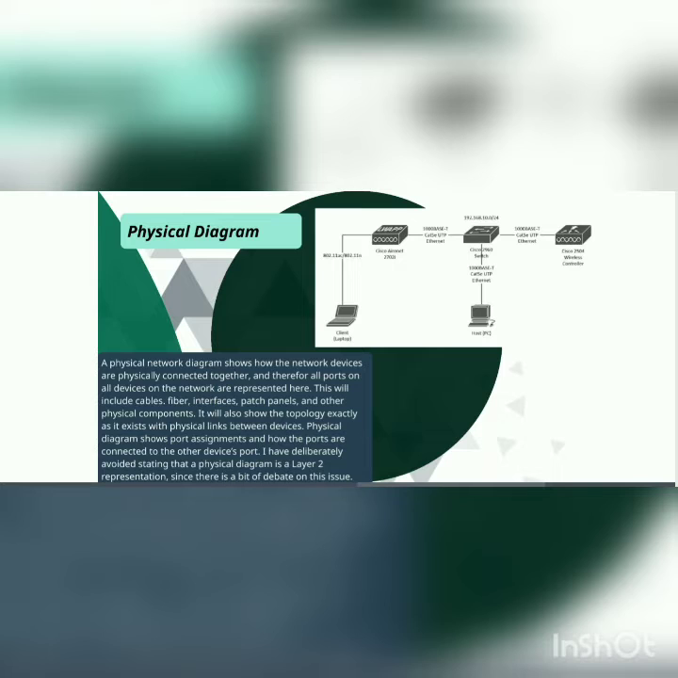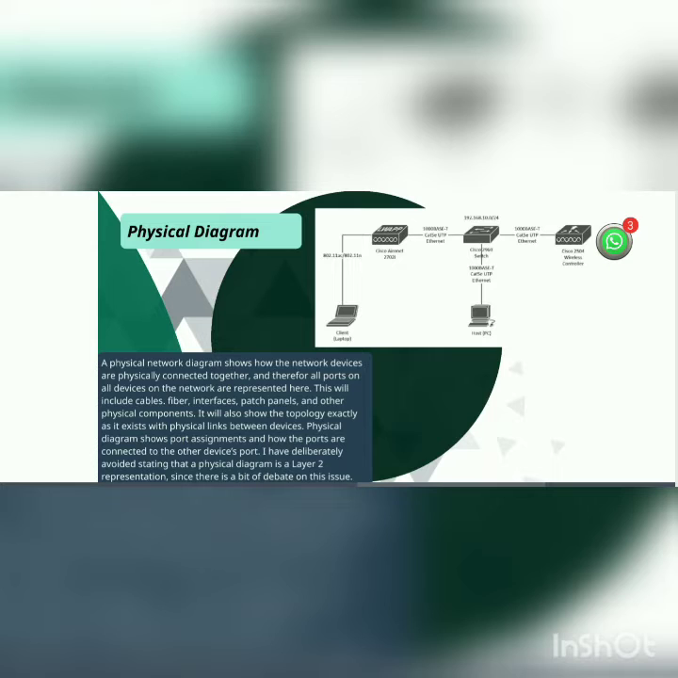This is physical diagram. A physical network diagram shows how the network devices are physically connected together, and therefore all ports on all devices on the network are represented here. This will include cables, fiber, interfaces, patch panels and other physical components. It will also show the topology exactly as it exists with physical links between devices.